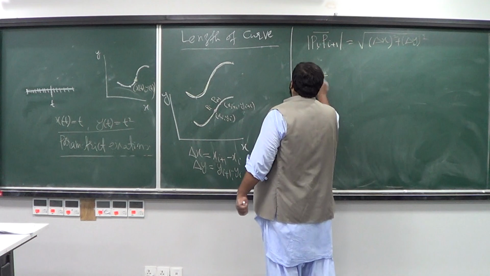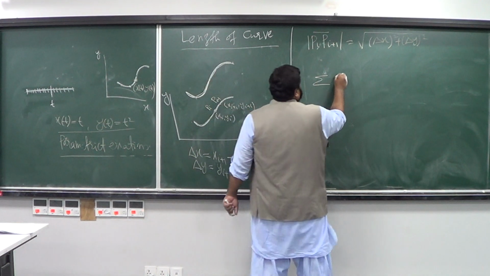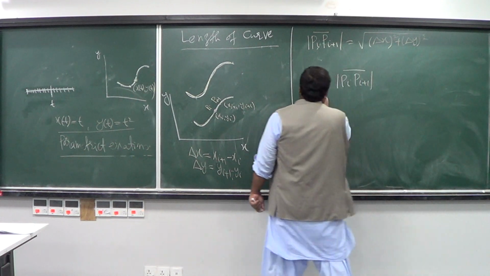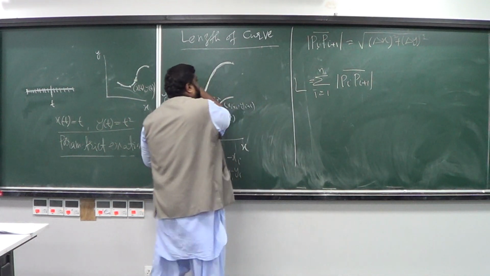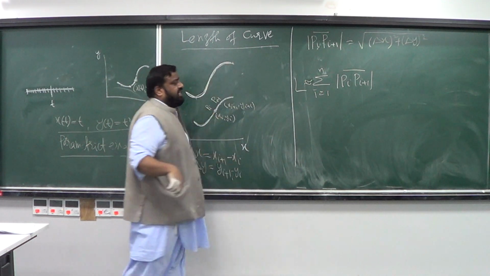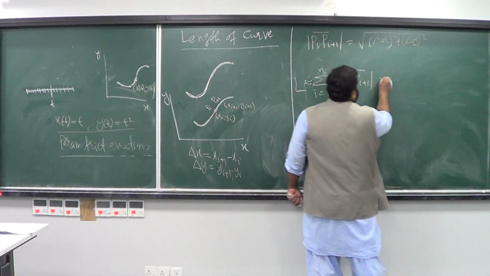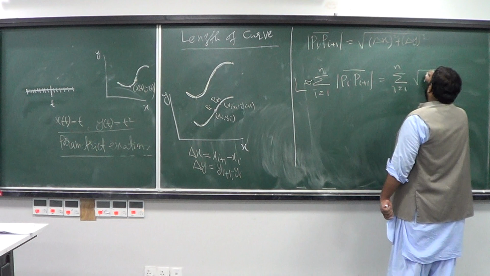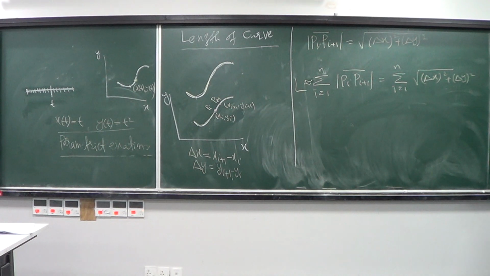And if you sum all these segments, so imagine there are n segments, if you sum the lengths of all these segments from i equal to 1 to n, you're going to get an approximation for the length of this curve. So it's like summing up from i equal to 1 to n this quantity, the square root of delta x squared plus delta y squared.